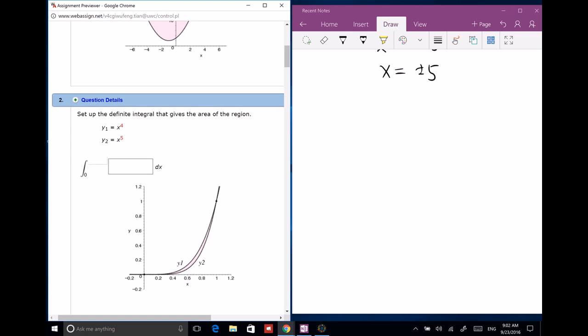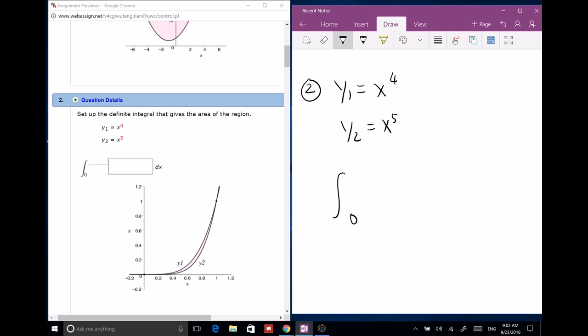Second one, y1 equals x to the power 4, and y2 equals x to the power 5. Now it asks you to find the area between these two curves. And what do we need to do? From the picture, it's very clear. We can tell that the upper boundary is going to be 1, because x to the power 4 is 1, and x to the power 5 is 1.